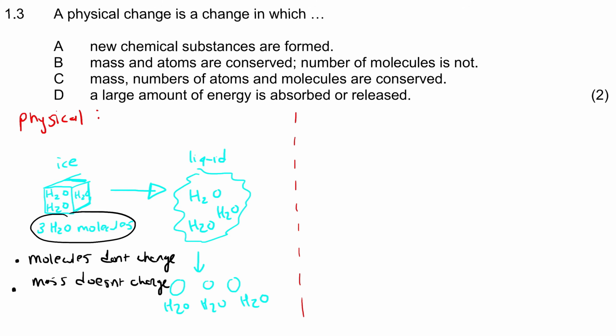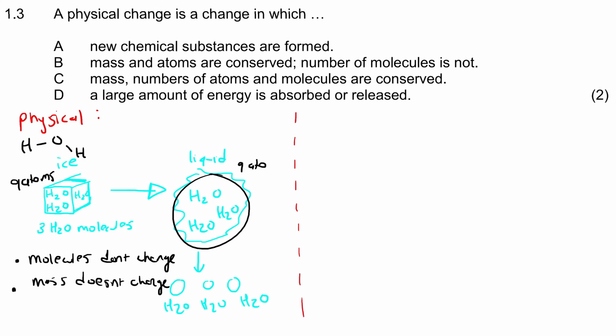And then if we look at the number of atoms, if I look at this H2O, I know that it's got 2 hydrogens and 1 oxygen. That's why we call it H2 and then O. So there are 3 atoms there, and we have a total of 3 H2O molecules. That means we have 9 atoms, because 3 times 3. Here we're also going to have 9 atoms, and here we also have 9 atoms. So the atoms do not change.